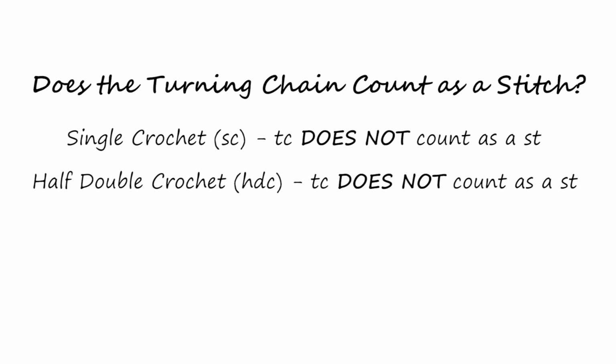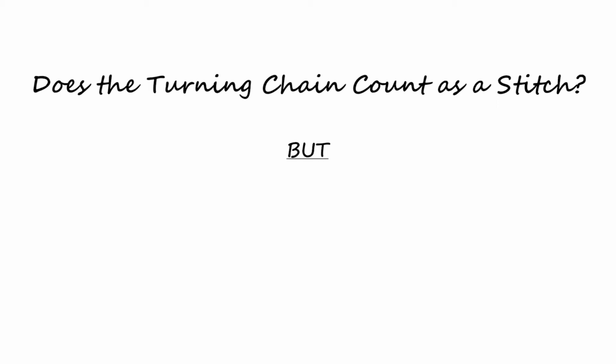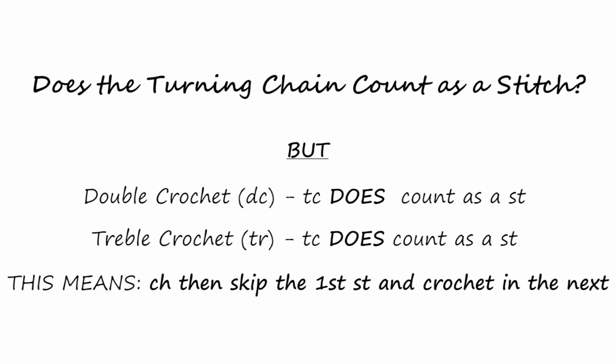And finally, when do you count a turning chain as a stitch? For single crochet and half double crochet, go ahead and chain 1, and then you make your first stitch right next to that chain. But for double crochet and treble crochet, you do count the turning chains as a stitch, which means you go ahead and make the number of chains at the end of the row, turn your work, and then you skip that first stitch and then make your double or treble crochet into the second stitch. And then always remember to count that turning chain as a stitch.